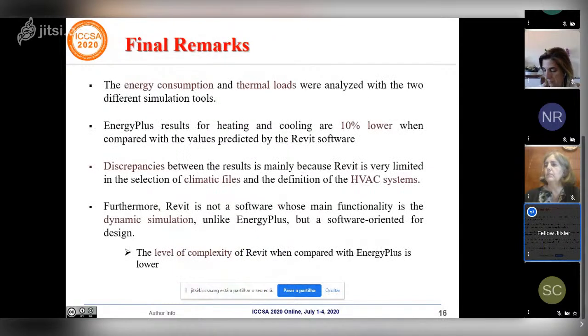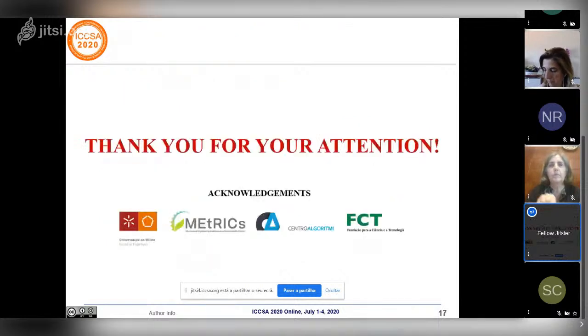So, some final considerations. The energy consumption and thermal loads were analyzed with two different simulation tools. Energy Plus results for heating and cooling are 10% lower when compared with the results from Revit. The differences between the results are mainly because Revit is very limited in selection of climatic files and the definition of the HVAC systems. So we need to improve our approach on Revit to obtain better results. So this is my presentation. Thank you for your attention.